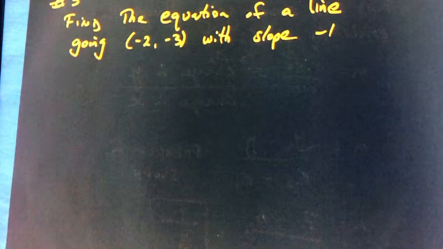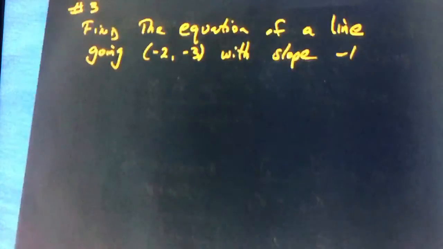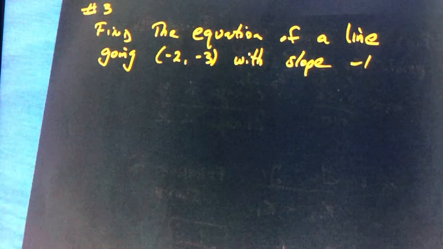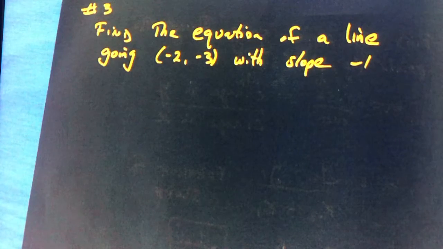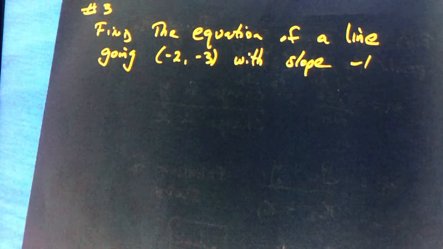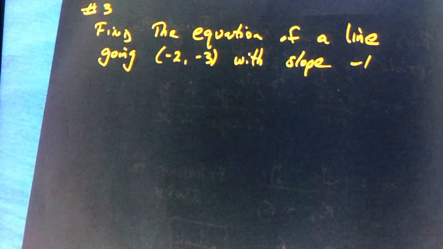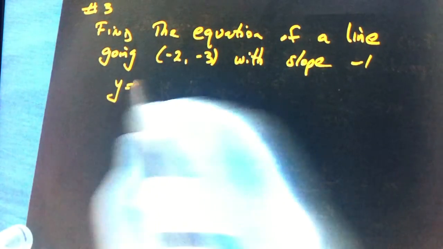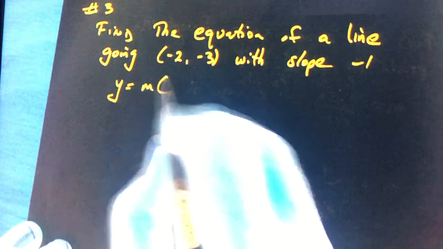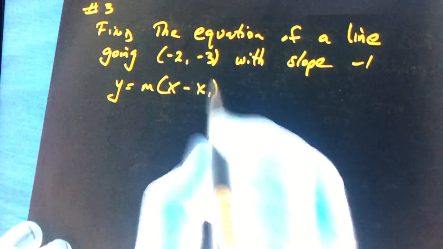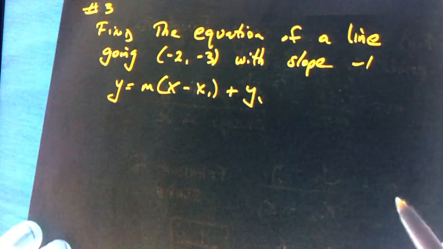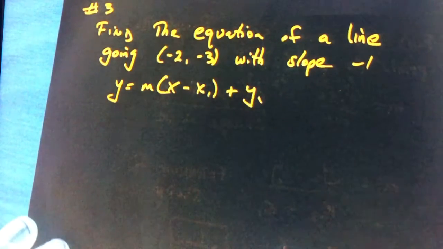On this question, we're finding the equation of a line going through a point with slope -1. This is where we use the formula for point slope form. Point slope form is written as follows: y equals m onto x minus x1 plus y1, where x1, y1 is the point given.